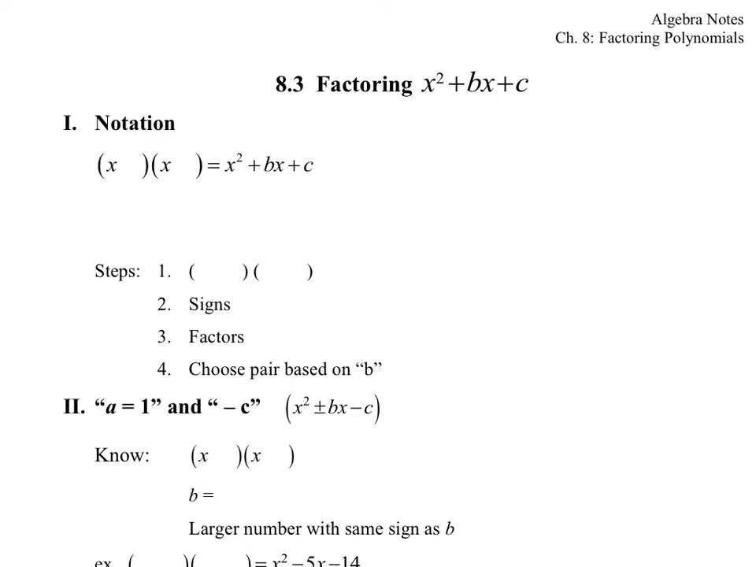Alright, 8.3 is factoring trinomials. So we're going to get questions that look like this here, and we're going to have to try to figure out what could you multiply to get that. And if you think back to last chapter, pretty much when we did those, it's going to be a binomial times a binomial to get a trinomial. So our answers are going to look something like x plus 2 times x minus 5.